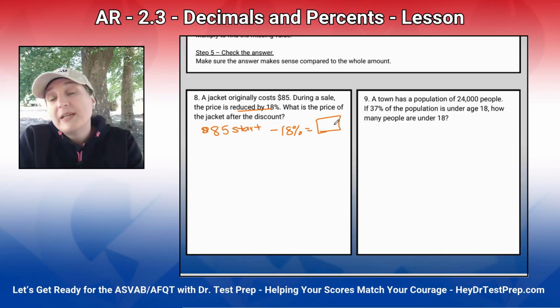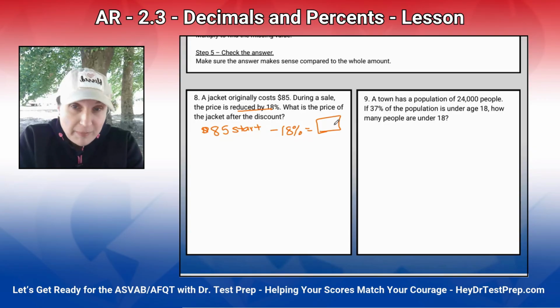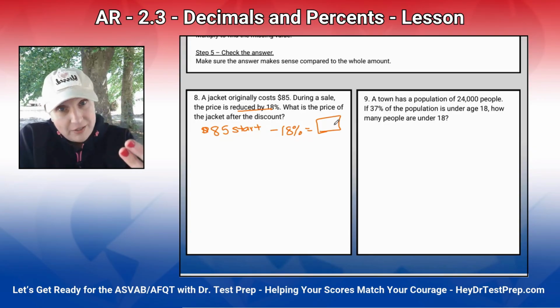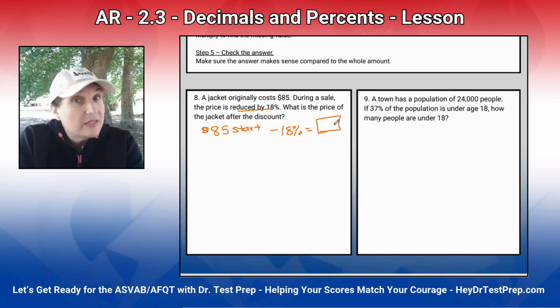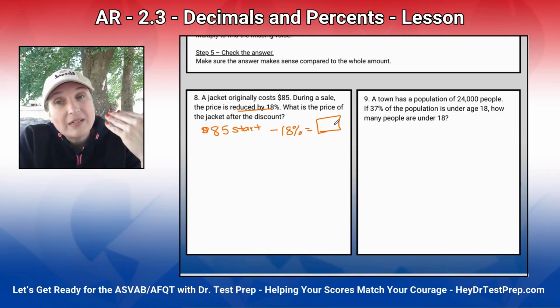Now there are 2 different ways that we can do it. One way is to do 100% minus 18%, and that tells us that there's 82% left, and we can multiply 85 by 82. If you didn't understand that, that's fine, because I'm not going to show you that way. I think the easiest way to do these problems is just to do it the longer algebraic way, because it just makes a lot more sense.